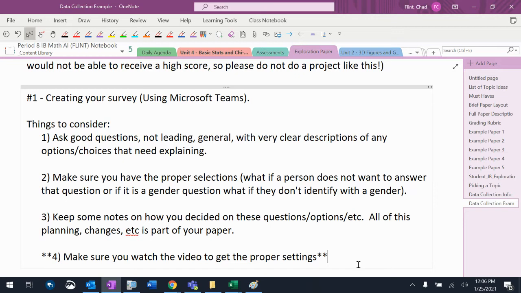I'm going to make a survey in Microsoft Teams, and then I'll be able to take a link and I'll be able to send that to anybody that I want to. I can post it on, like I said, I can post it on Instagram and let anybody take it that's there, and it'll let me collect a lot of data.